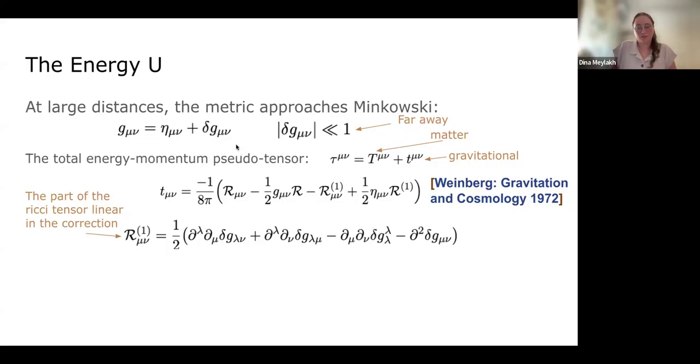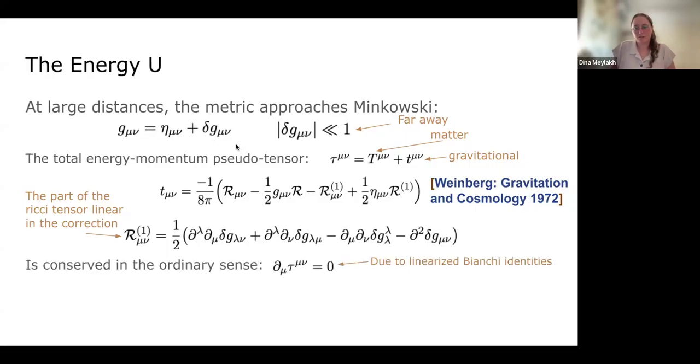Okay. So what's so interesting about this tau? This tau is conserved in the ordinary sense, so the derivative of tau is 0. This is due to the linearized Bianchi identities, the same identities that make the covariant derivatives of big T mu nu 0, this time make the regular derivatives of tau be 0.